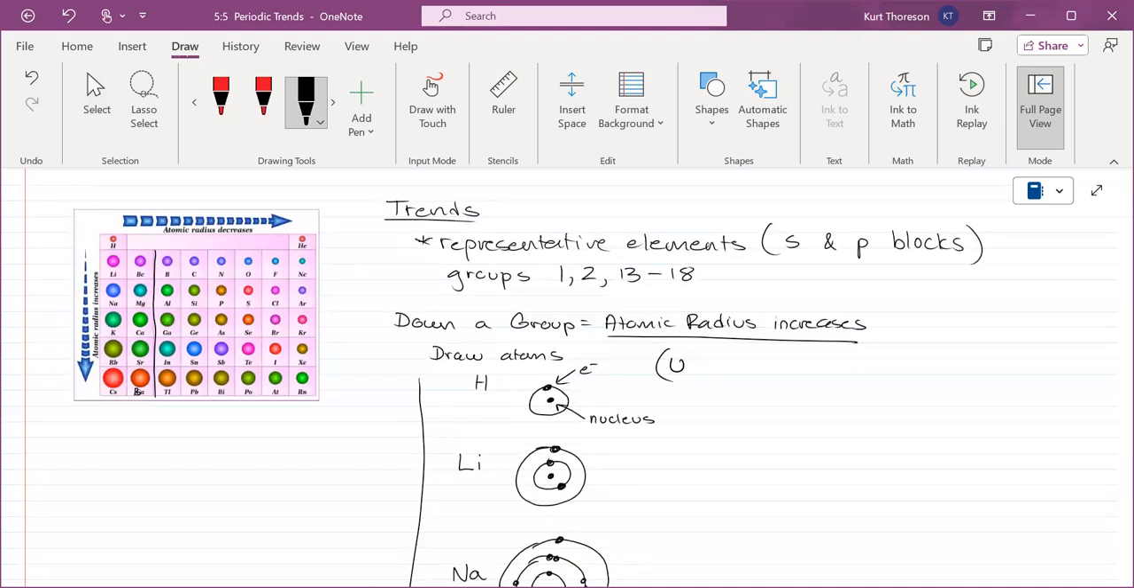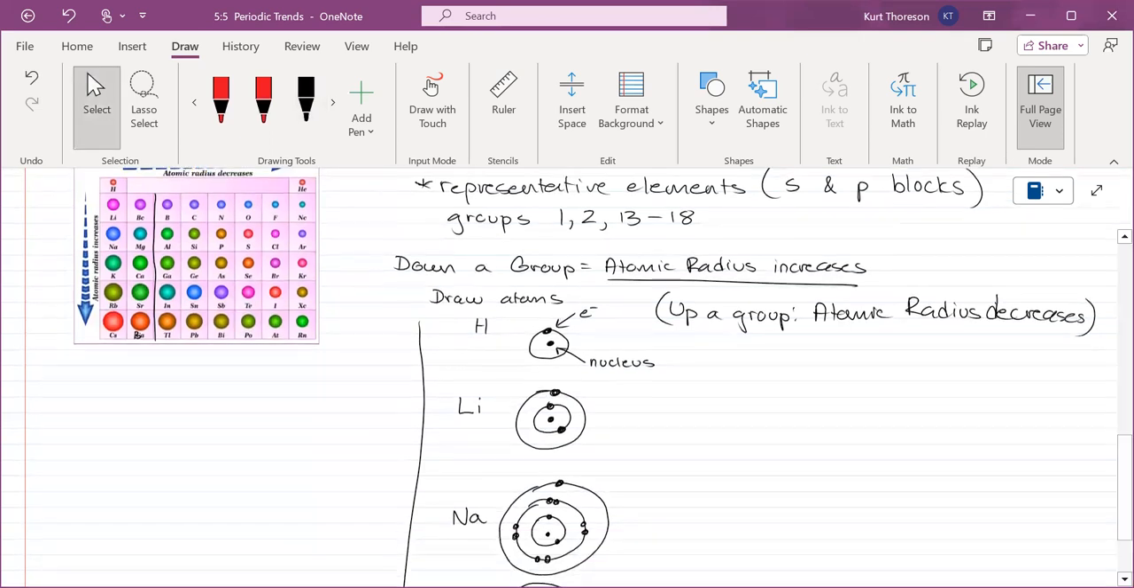So if you go up a group, atomic radius decreases. So I am warning you now. I will be trying to spin it both ways.